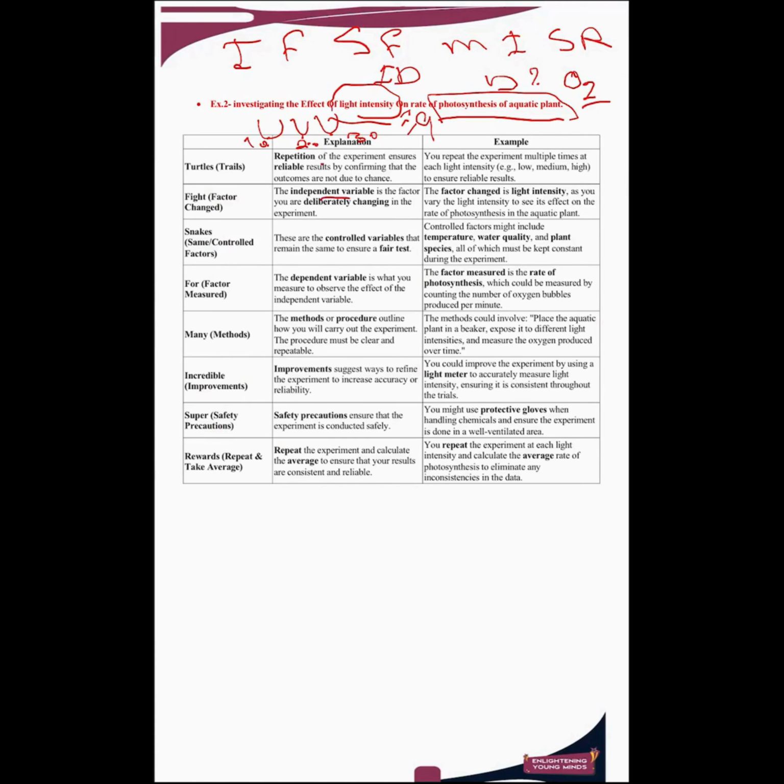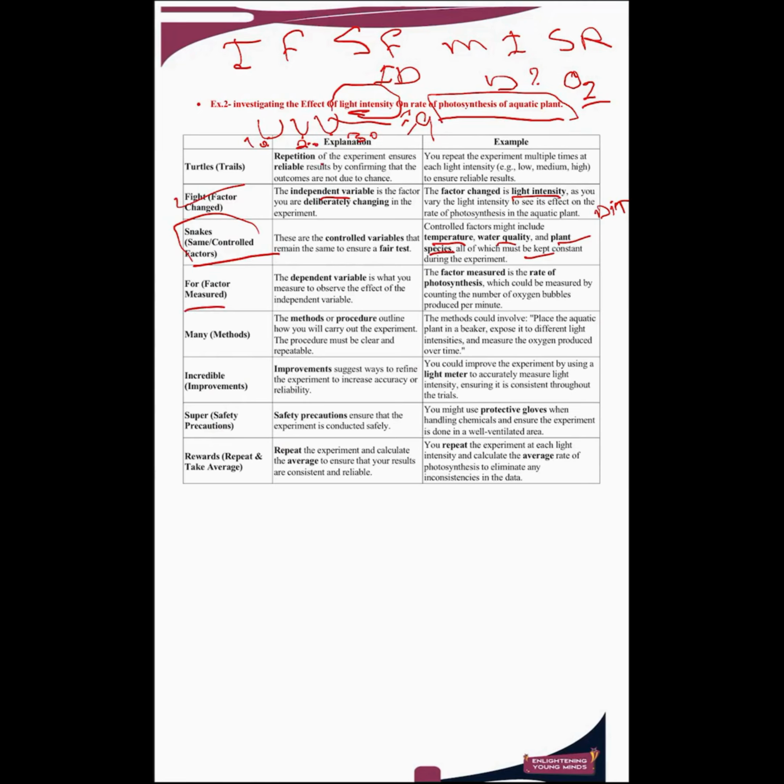So what's the factor that I change? The factor changed is the light intensity. You got a mark. How are we going to change it? By changing the distance. Next, what will be controlled? You're now investigating light intensity. Are you going to control temperature? Yes. Water? Yes. Same plant? Yes. pH? Yes. Everything else will be mentioned.